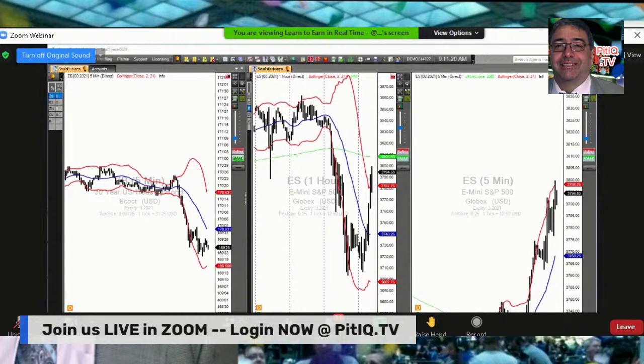So basically, we've pretty much recovered all of yesterday's trade after we opened up. Not that we opened up a lot lower, but then we gapped lower and then continued lower. But we've recovered all of that.